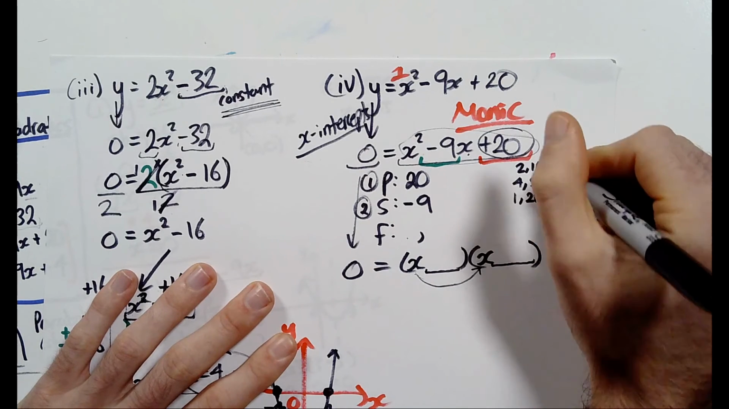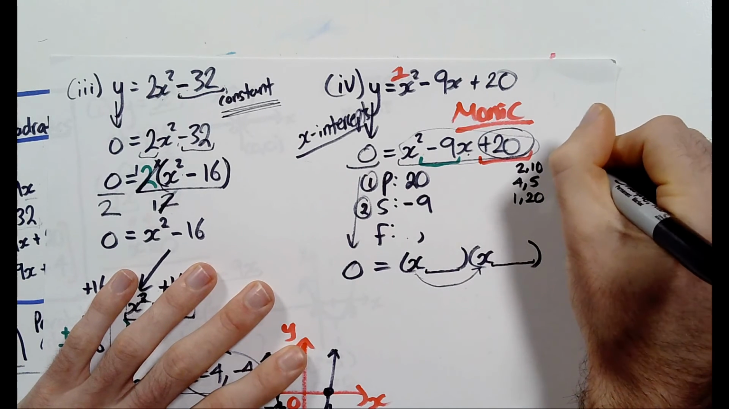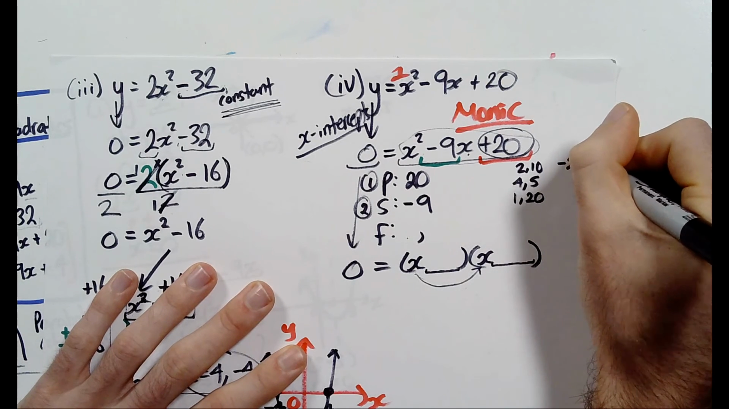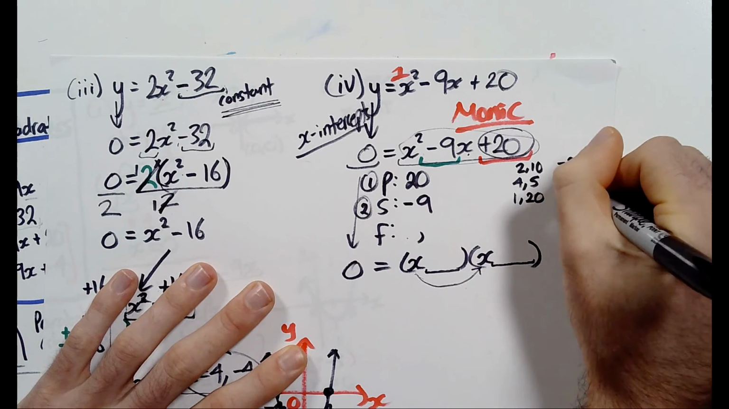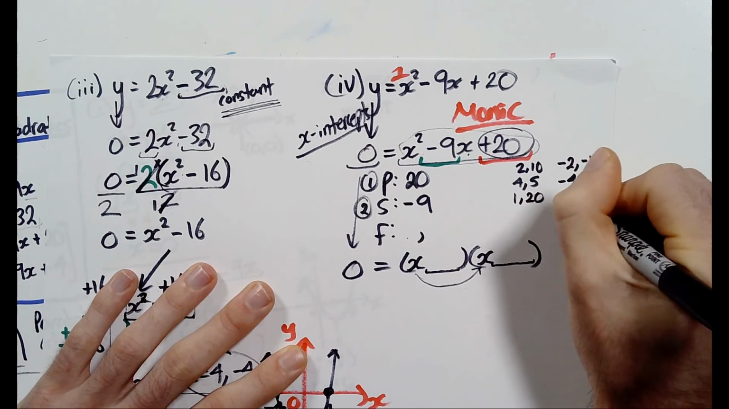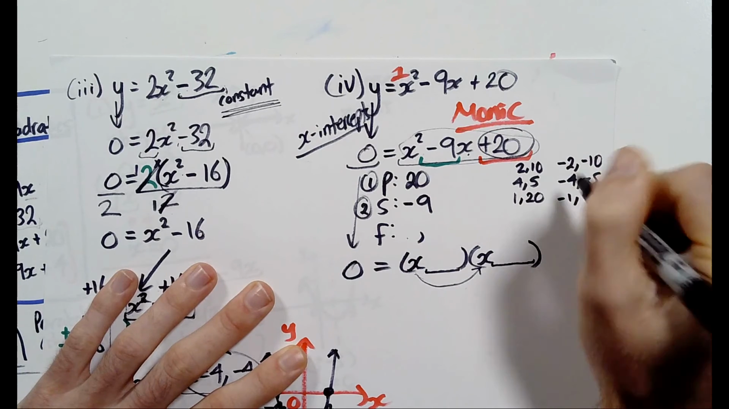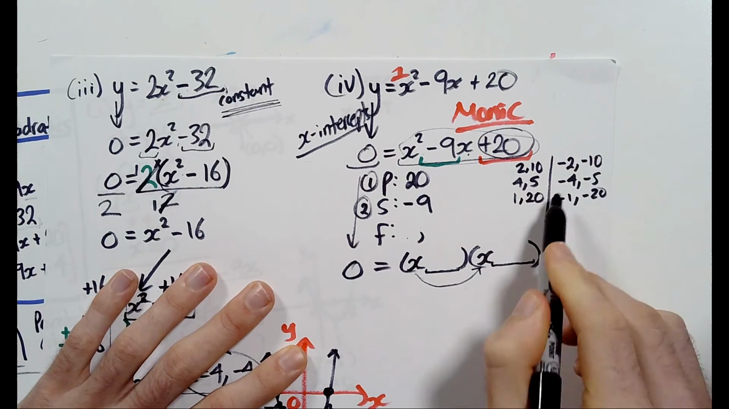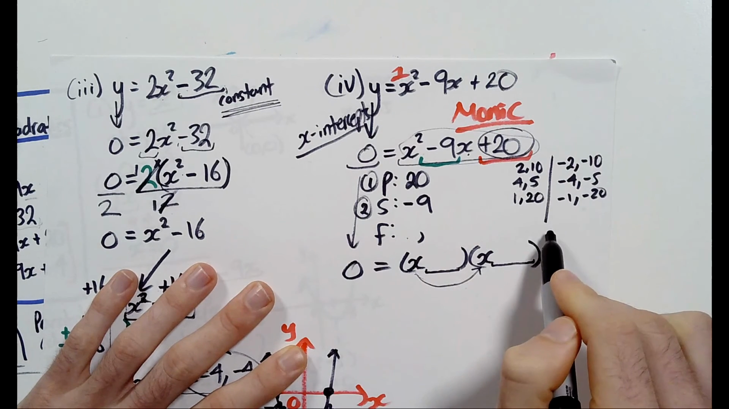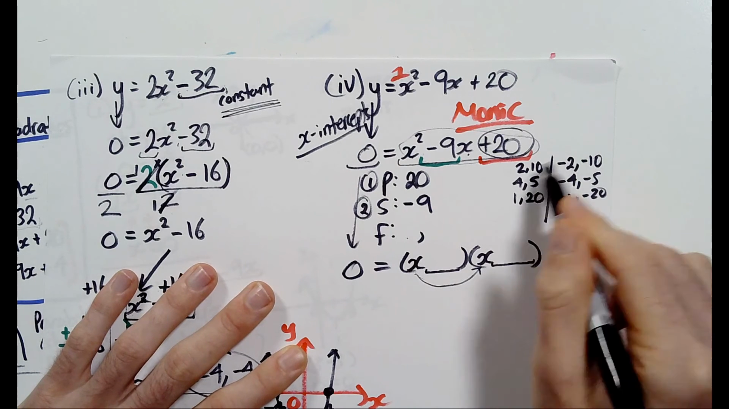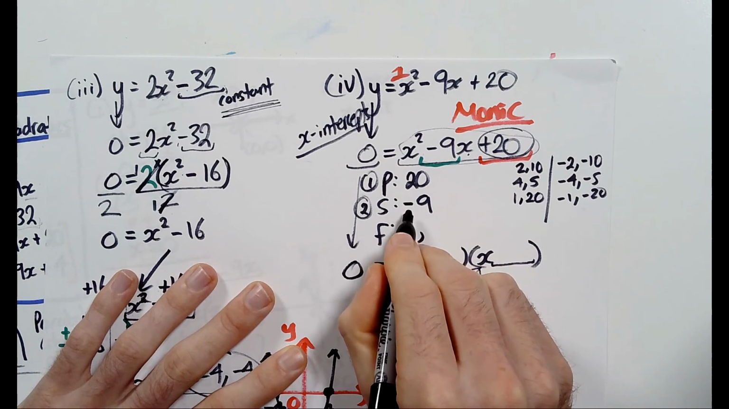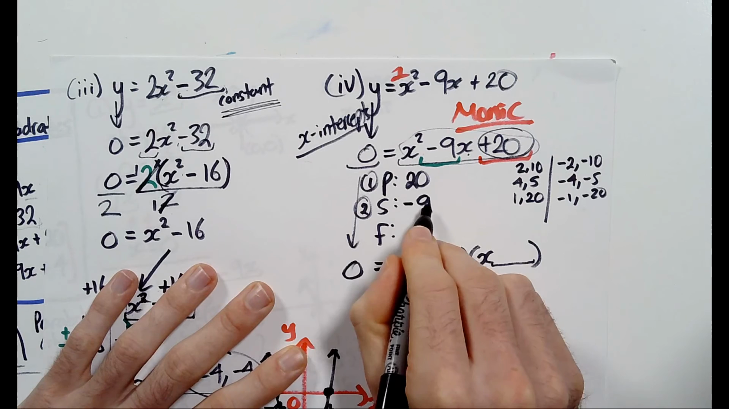We've also got the negative versions of those combinations, if you think about it. -2 times -10 would be +20. -4 and -5 would be +20. And -1 and -20 would be +20. Now the question is, out of all of those 6 combinations, and you'll get quicker and quicker at doing this yourself with practice where you won't have to write them out, which two add or subtract to -9?